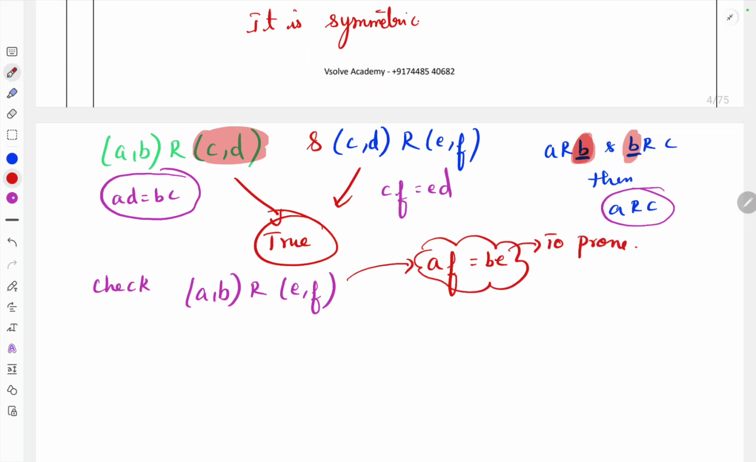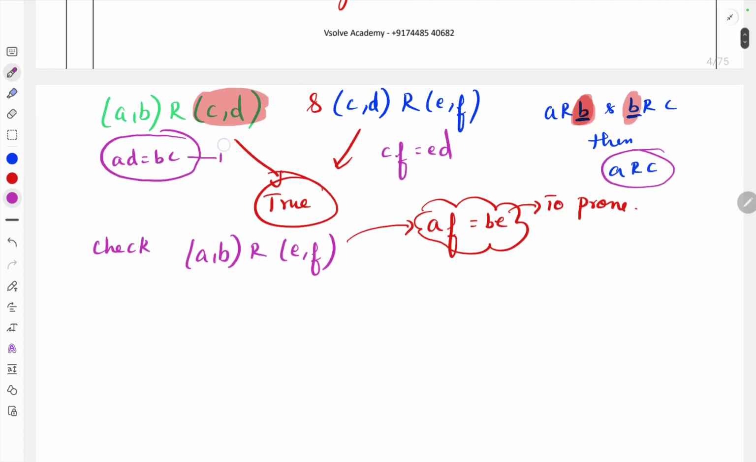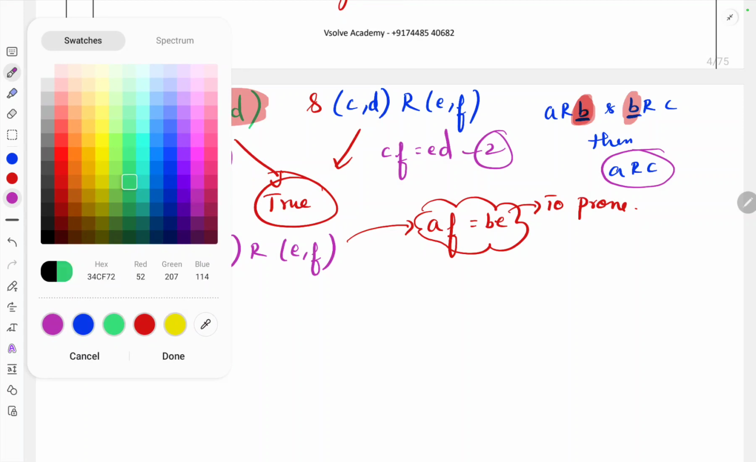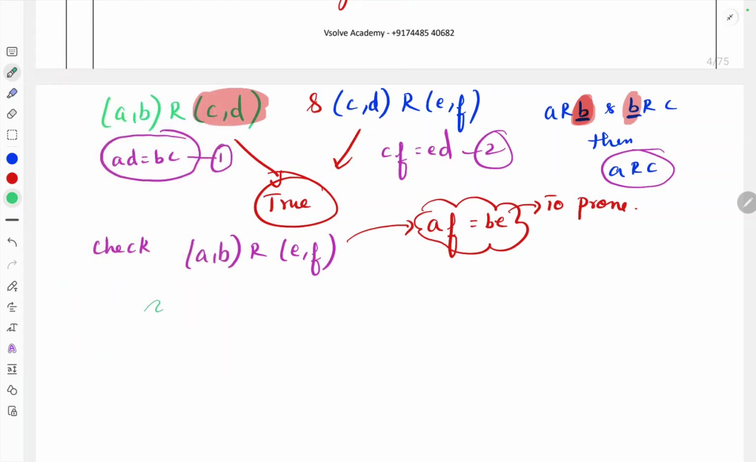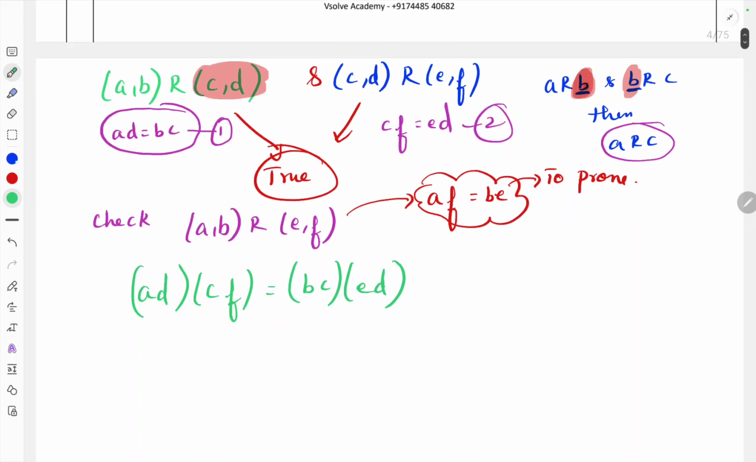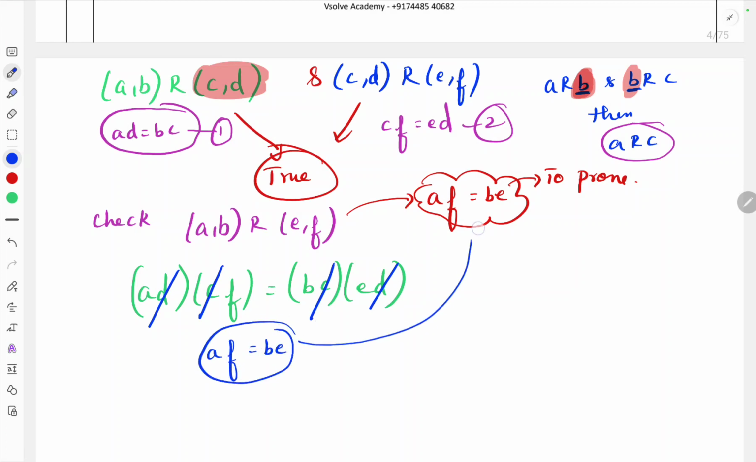So from here what I can say is, I will take this as the first equation and this as the second equation. So just multiply these two equations. If I multiply this, AD into CF equals BC into ED. From this some terms will get cancelled. So this D and here D will get cancelled, and here C, here also C, will get cancelled. So I can say AF equals BE. So this is what we have to prove.